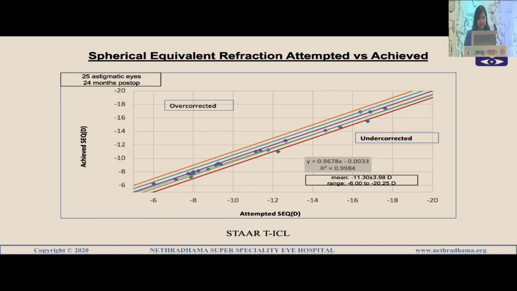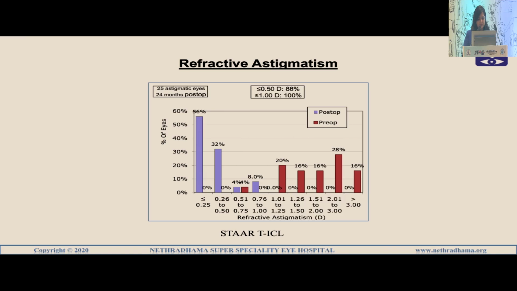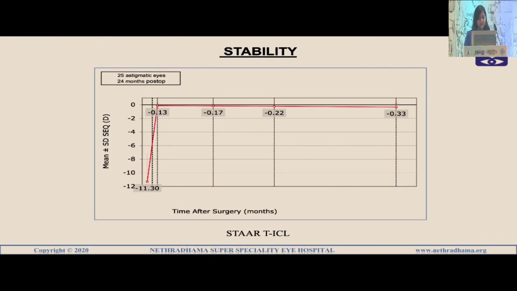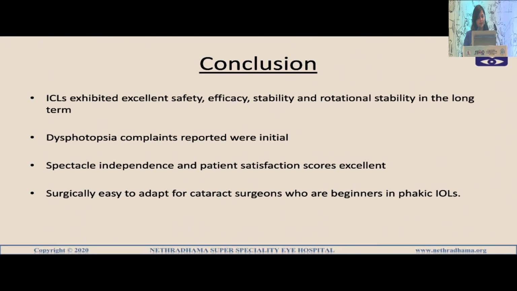You can see that this attempted versus achieved graph is quite tight. There were 2 patients that showed slight undercorrection, but no cases of overcorrection. And this is the refractive astigmatism, pre and post-op. You can see that it was within plus or minus 0.25 diopters. This is the stability over 6 months, and the graph is fairly good. These are the post-op outcomes. I'll just focus on one point: the pre-op best corrected vision of minus 0.24 improved to minus 0.08 on post-op day 15 and remained the same at the 24-month post-op visit.